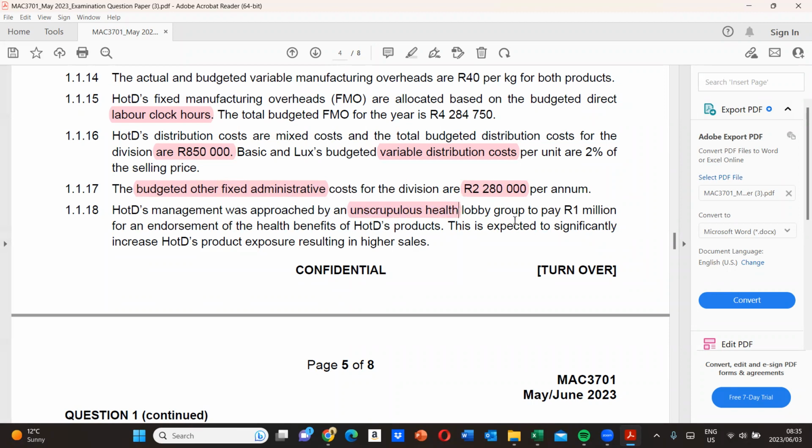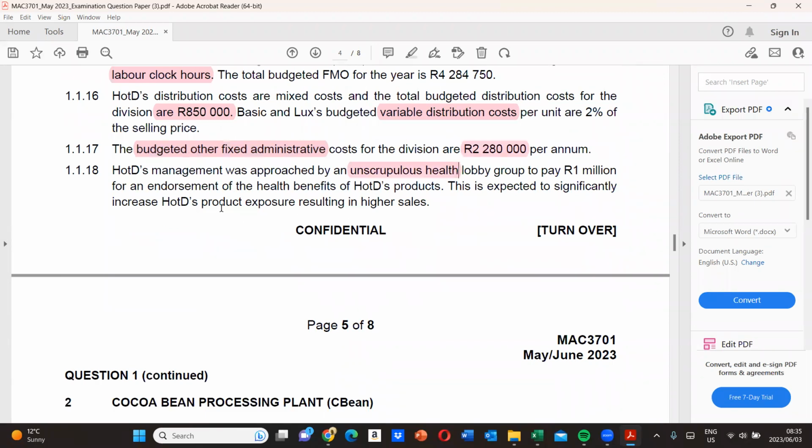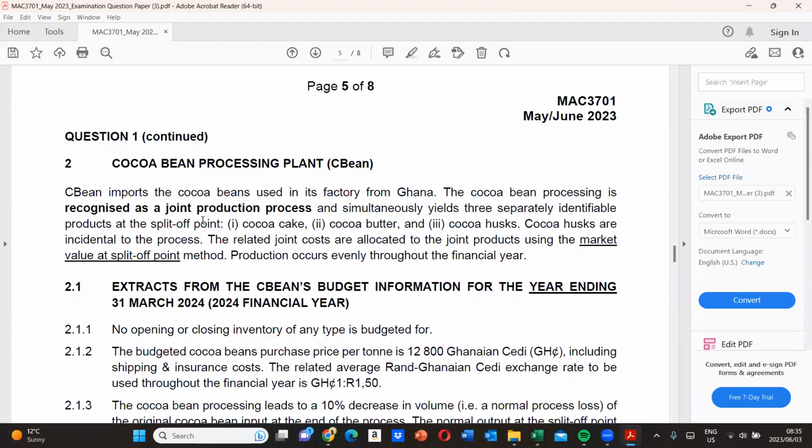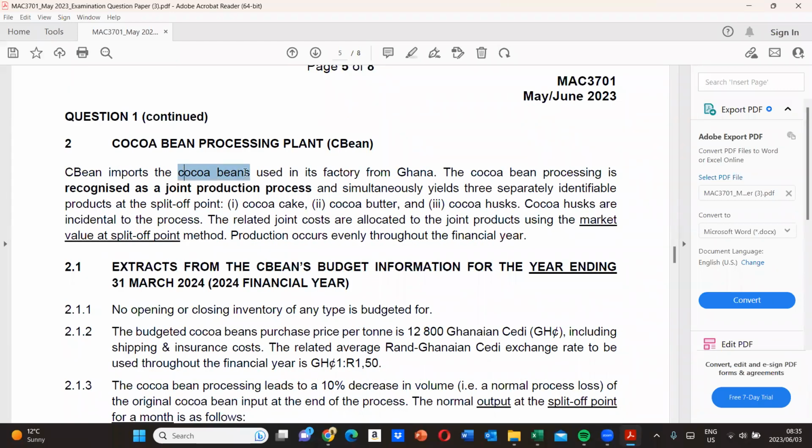This is expected to significantly increase the product exposure, resulting in higher sales. Cocoa bean processing plant. C-Bean imports the cocoa beans used in its factory from Ghana. The cocoa bean processing is recognized as a joint production process and simultaneously produces 3 separately identifiable products at the split-off point: cocoa cake, cocoa butter, cocoa husks. Cocoa husks are incidental to the process. The related joint costs are allocated to the joint products using the market value at split-off point method.